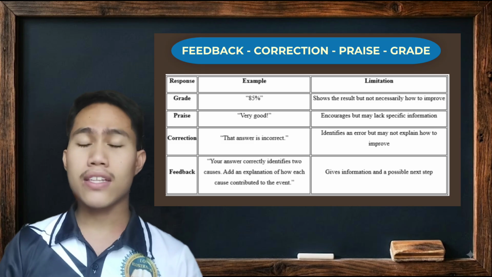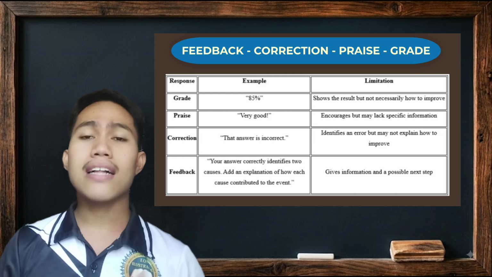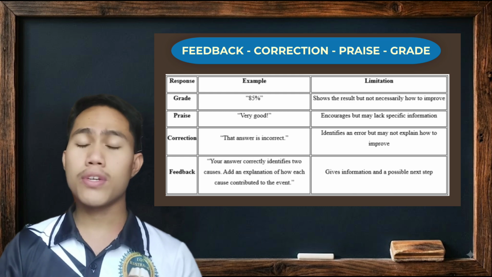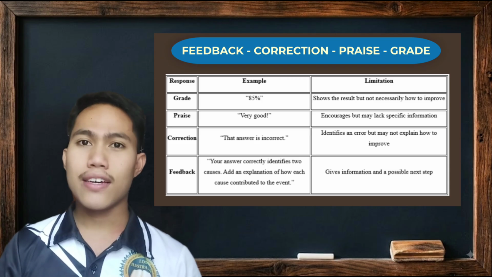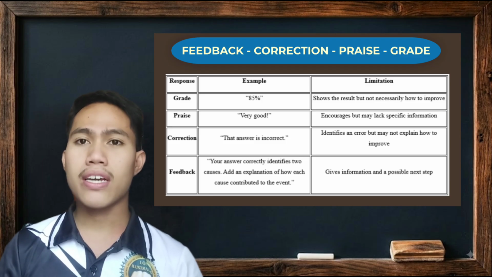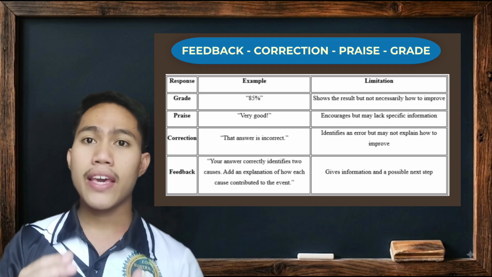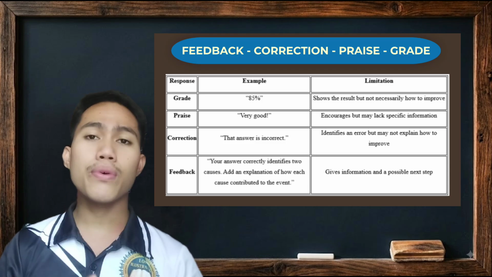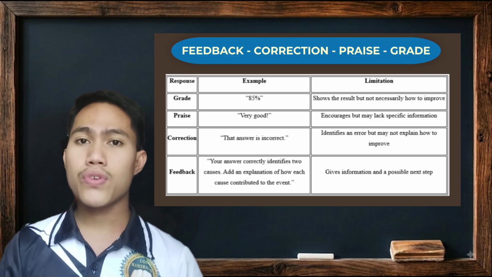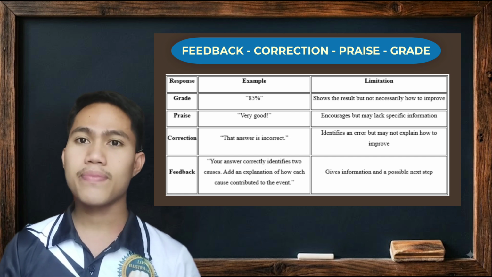What should I do to make it correct? But feedback can say, your answer correctly identifies two causes. Now, add an explanation of how each cause contributed to the event. This gives the learner a clear next step. So we can remember it this way. Praise says you did well, and grade says here is your result. And the correction would say here is the error. But feedback would say here is what you did, what needs improvement, and what you can do next.